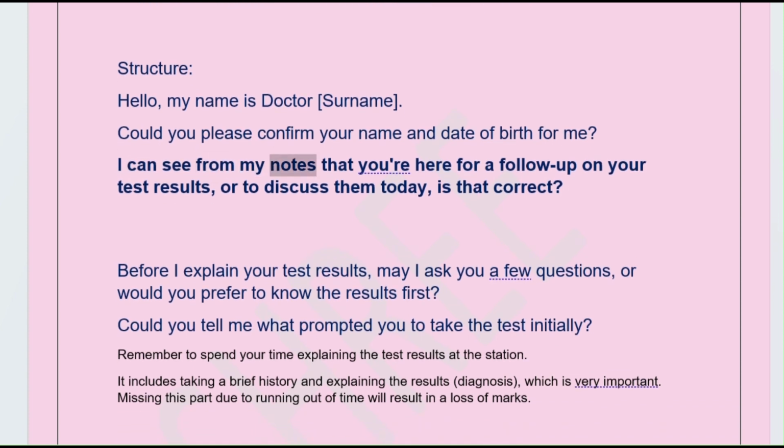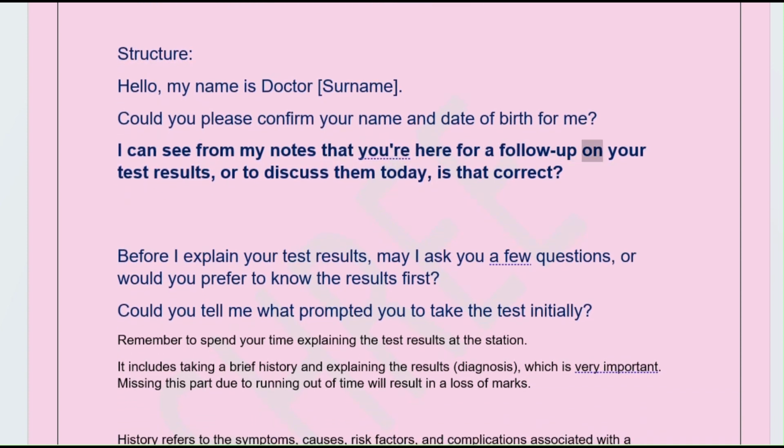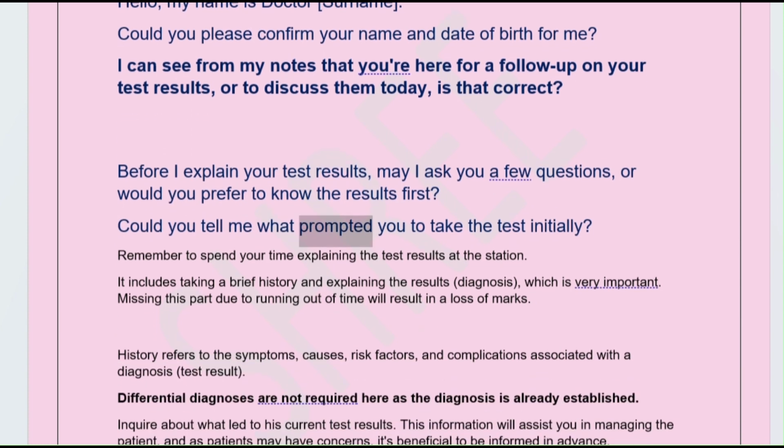I can see from my notes that you're here for a follow-up on your test results, or to discuss them today. Is that correct? Before I explain your test results, may I ask you a few questions, or would you prefer to know the results first? Could you tell me what prompted you to take the test initially?